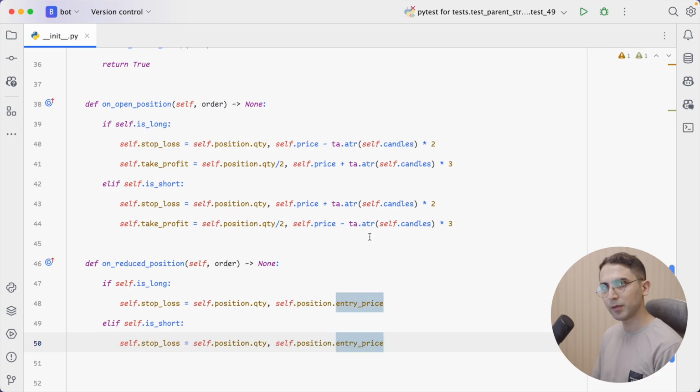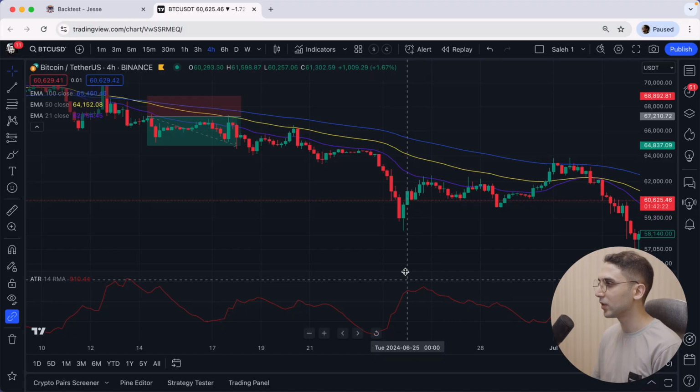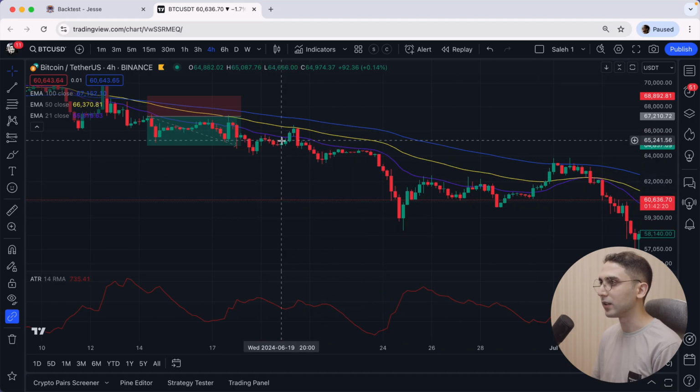All right, now if you remember, I said I want to exit the second half of my position with some kind of trailing stop order. And right now we only set the stop loss once and update it twice here. So how would it be trailing? Because let's say the trend keeps going down, and in that case we need to keep updating that order, right?